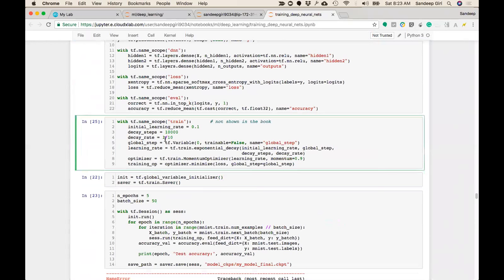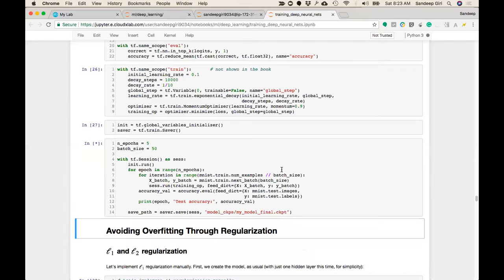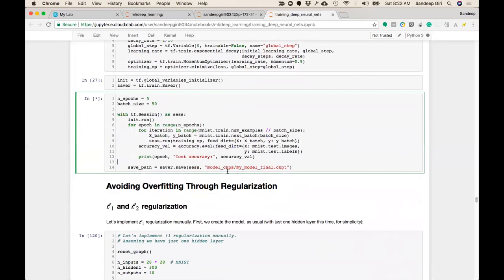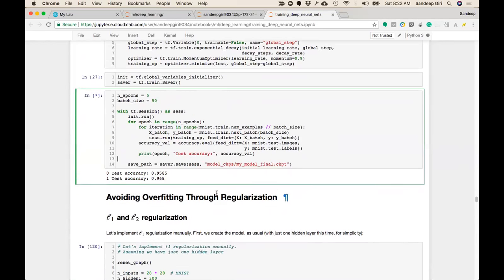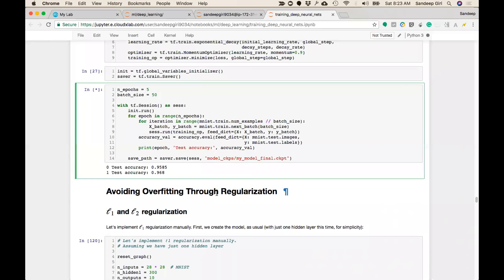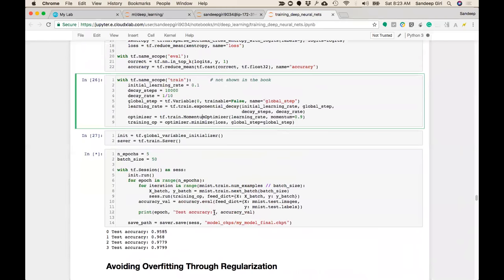So we're defining global step. This is just another variable. And learning rate is basically an exponential decay function of the initial learning rate, global step, and the decaying step and decaying rate. That's what we are doing. And once we are done with that, we are running it. It's doing the standard MNIST one. So if you are using adaptive grad, you don't need to do anything of this sort.